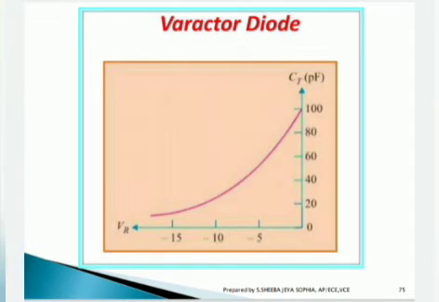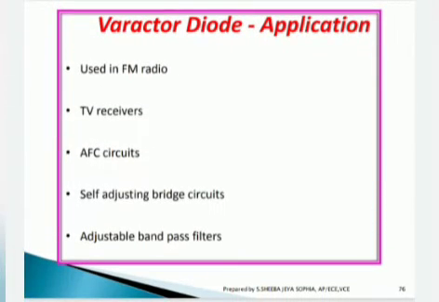And this is the characteristic of the varactor diode with respect to voltage and capacitance value. From this, you can clearly see that as the reverse voltage VR increases from negative towards positive, the capacitance also increases. Regarding the applications of the varactor diode, it is applied in FM radio, TV receivers, AFC circuits, self-adjusting bridge circuits, and adjustable bandpass filters.